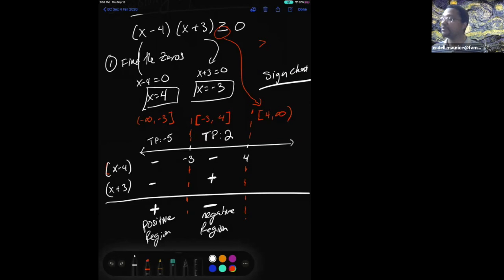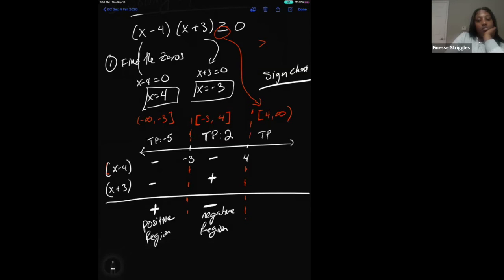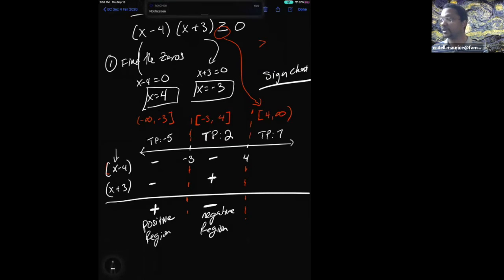Okay, cool. And give me a number between 4 and infinity. 7. So our test point is 7. 7 minus 4 is positive 3. 7 plus 3 is positive 10. I just need the sign, I don't actually need the number. And then a positive times a positive results in a positive answer once again. You know, as they say in the business, return of the Mac. Questions there?